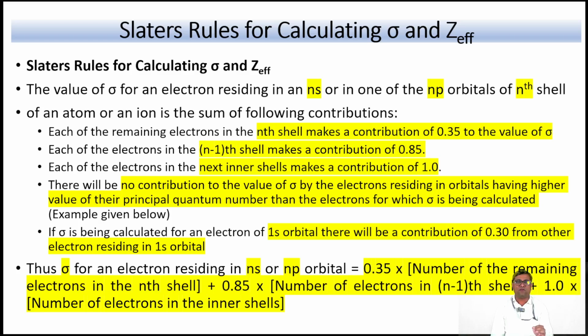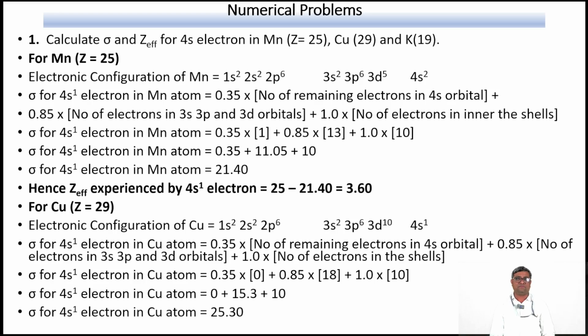sigma for an electron residing in an ns or np orbital can be calculated as 0.35 into the number of remaining electrons in the nth shell, plus 0.85 into the number of electrons in the n minus 1th shell, plus 1 into the number of electrons in the inner shells. Let us elaborate this with some examples.